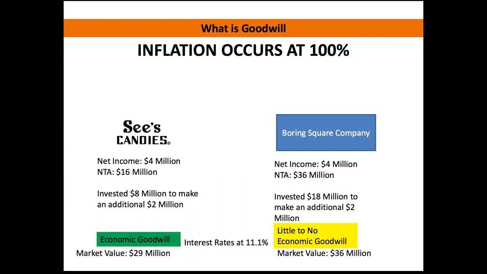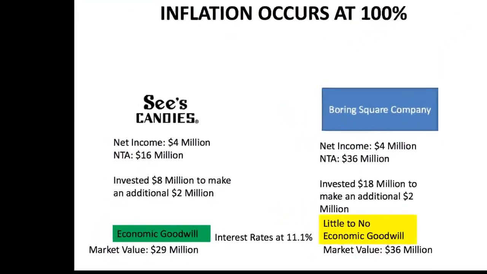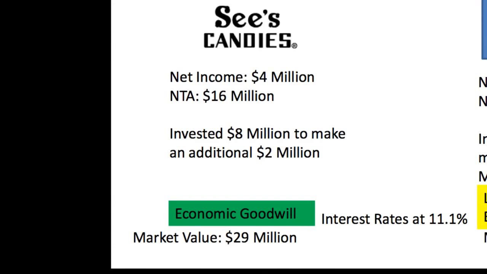inflation. Now when that occurs with See's Candy, let's go over there and look at them first. If you remember, the net income on the previous slide was $2 million. Now it's $4 million because we had 100% inflation occur. And when that happens, Buffett says not only are you making double the net income, but you have to double your net tangible assets.